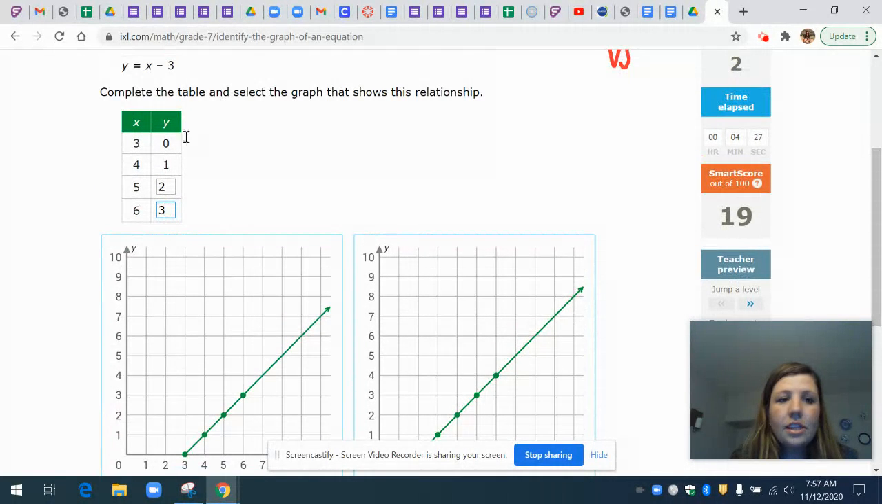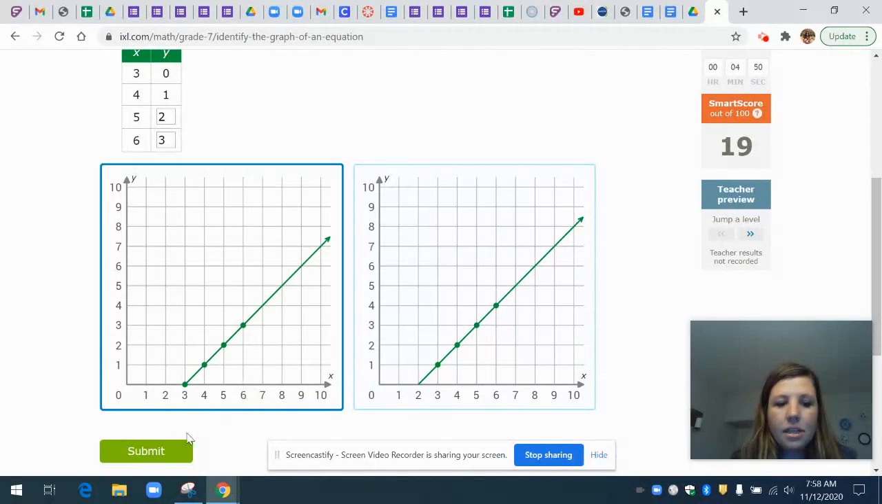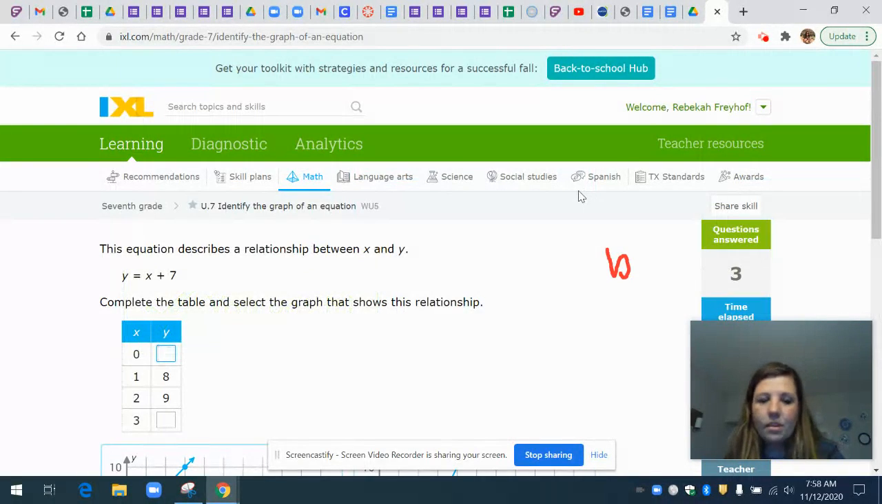Then again, I just check these with my graphs. When I go over to 3, am I at 0 here? Looks like it, because this would be 0. And then my next point, when I go over to 4, am I at 1? Yes. When I go over to 5, am I at 2? Yes. Compared to this graph here, when I go over to 3, my point is at 1. So I know it's going to be this first graph here.